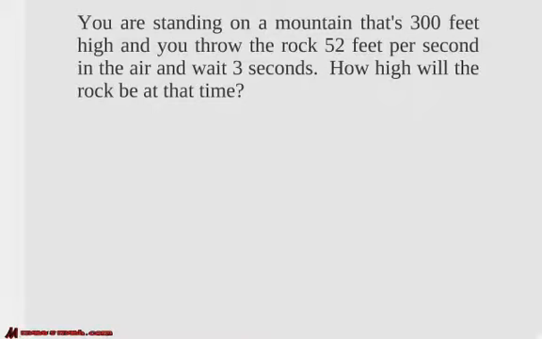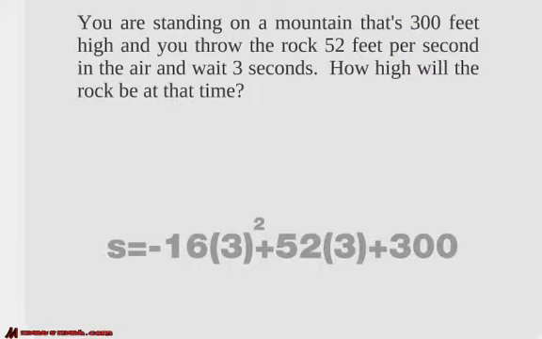Pretty cool. Let's think about it this way. You're standing on a mountain that's 300 feet high, and you throw a rock at 52 feet per second in the air and wait 3 seconds. How high will that rock be at that time? Well, we plug everything into the equation. We know our initial speed is 52 feet per second. We know that we wait 3 seconds. We know that we throw it at an initial height of 300. We plug all those things in, and that will give us the final distance we're looking for.